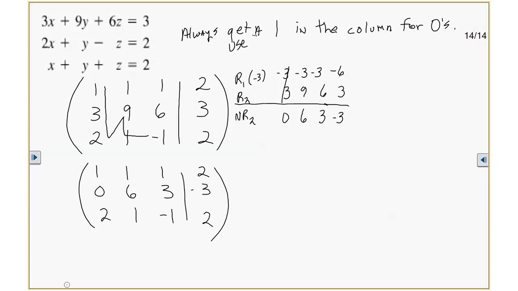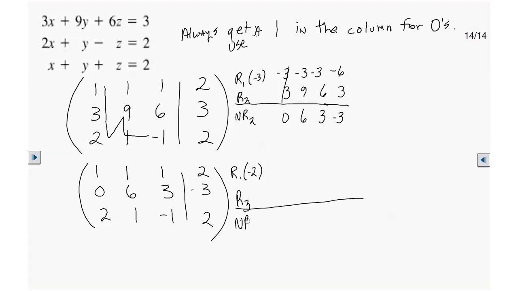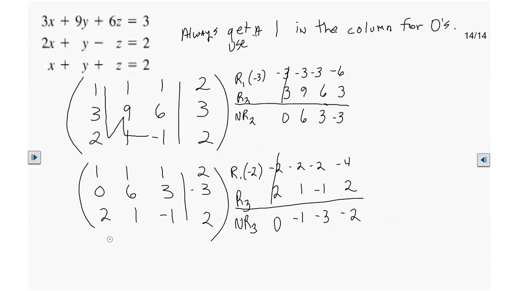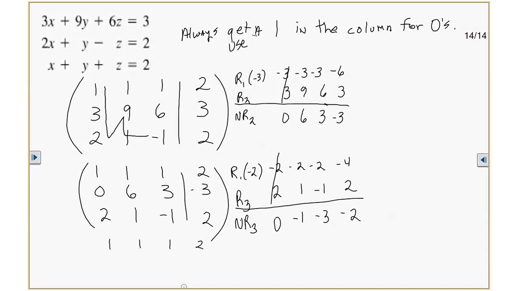Now I'm going to get rid of the 2. Row 1, multiplied by negative 2, add it to row 3 to get new row 3. So negative 2, negative 2, negative 2, negative 4, 2, 1, negative 1, 2, would be a 0, negative 1, negative 3, and negative 2. So that's going to give me 1, 1, 1, 2, 0, 6, 3, negative 3, 0, negative 1, negative 3, negative 2.